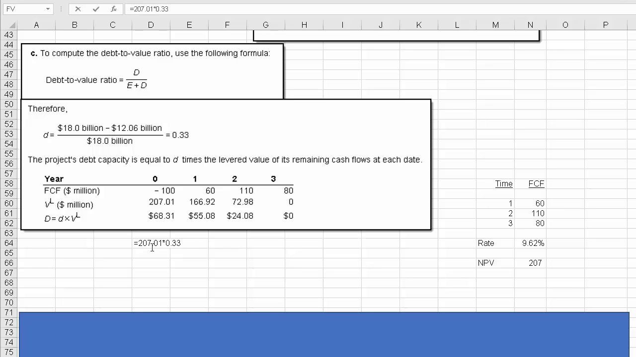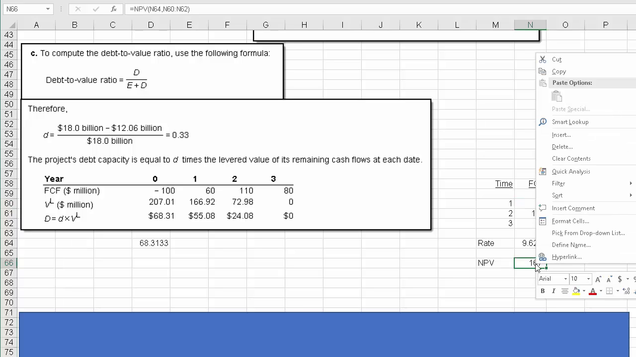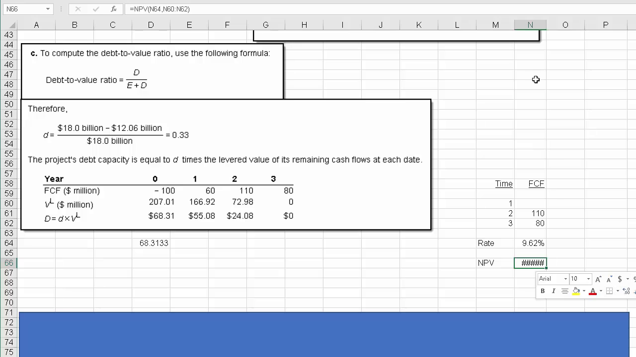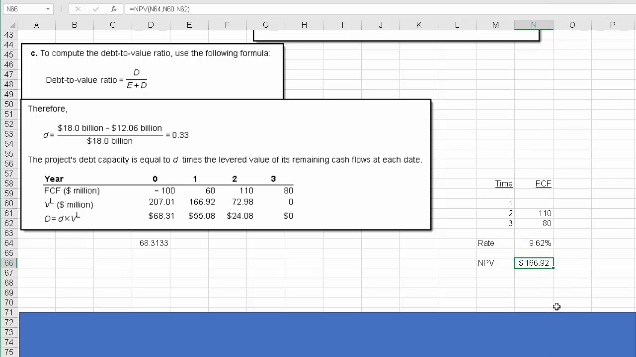Okay, and I'll work that for you right here. I entered equal 207.01 times 0.33. Right? If I hit enter, you see it equals 68.31. Now, you may wonder, well, where does the 166.92 come from? Well, that's the present value of the remaining cash flows. And the easiest way to solve that is we've already solved it here. Just eliminate the first cash flow, and it will give you the proper net present value going forward. So there's 167. And again, if I were to format that correctly, make this a little bit wide enough so you can see it, that's the 166.92. Okay, so we then multiply 166.92 times 0.33.